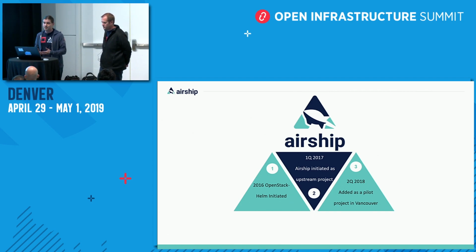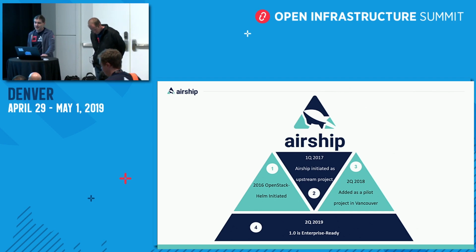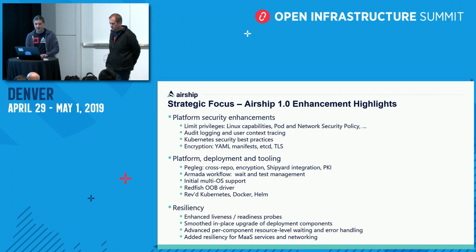So we incubated these projects in GitHub, and then about a year ago, we became a pilot project at the Vancouver Summit, and that's where we are today. We are a pilot project in the OpenStack Foundation. However, as you saw in the keynote, we've also announced our 1.0 release. That's a big release for us. That signifies that we are enterprise ready and general availability for enterprise use. And we'll talk a little bit about what that means.